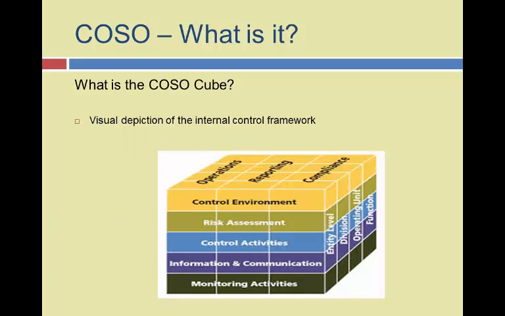So what is the COSO cube? You'll see it there in front of you. It's essentially a three-dimensional depiction of the internal control framework. Across the top, you'll see what's referred to as the objectives, whether they be operations, reporting, or compliance. Down on the front side, you'll see the 5 components of internal controls: the control environment, risk assessment, control activities, information and communication, and monitoring. None of these have changed from the 1992 framework.